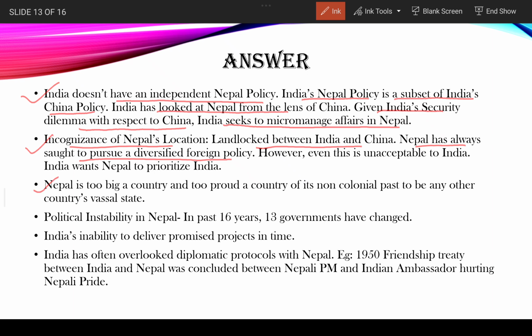But the thing is, Nepal is too big a country, it's 45th in size, and too proud a country of its non-colonial past to be any other country's vassal state. A vassal state is one that does everything as per what a more powerful state says to it. Nepal's size is good enough, it's proud of its past, and that's why it is too big and too proud to be any other country's vassal state.